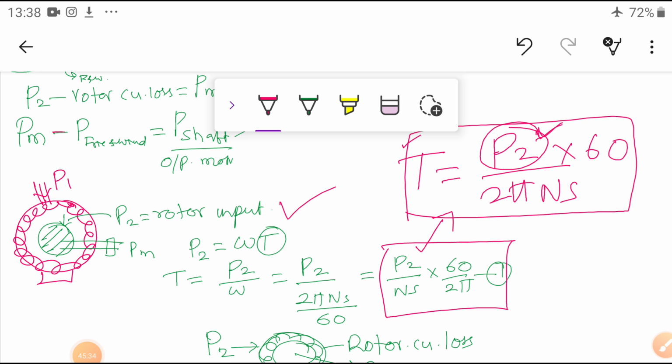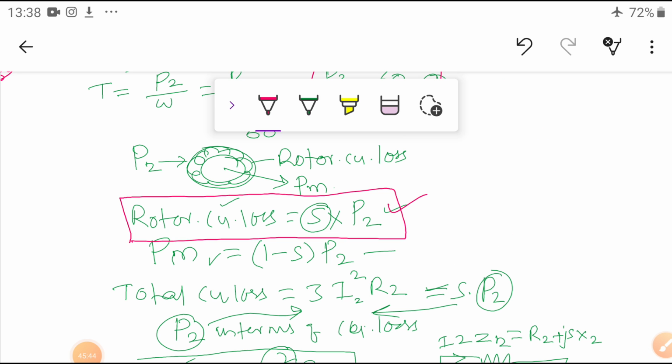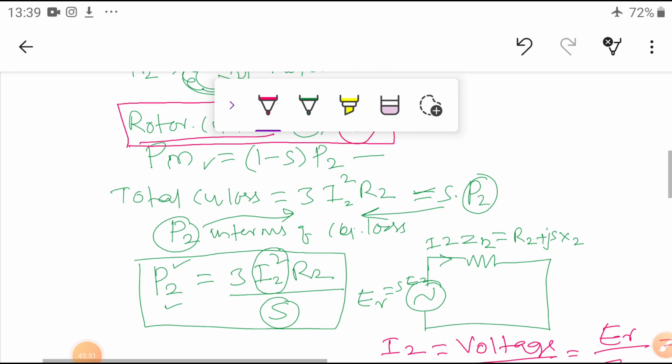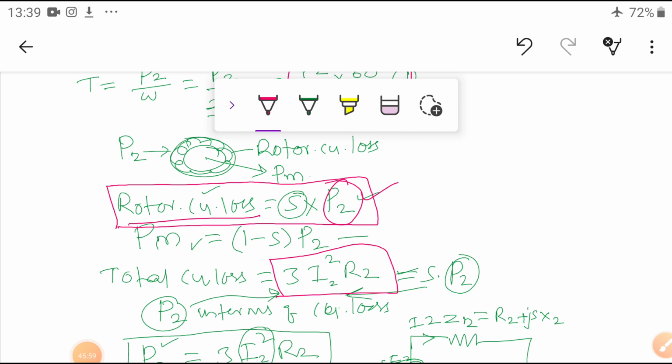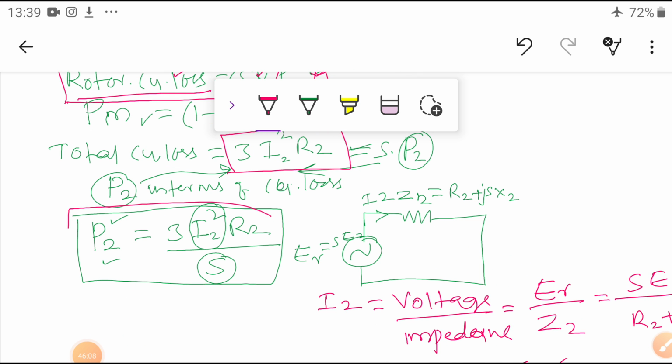Rotor input value I can write in the form of copper loss, where we know that the copper loss is equal to S, slip, times P2. So P2 is equal to rotor copper losses by S, where the rotor copper loss is the total copper loss, 3 I square R2, for three phases. Substituting this total copper loss here, and S is the slip, I can write P2 as this value.